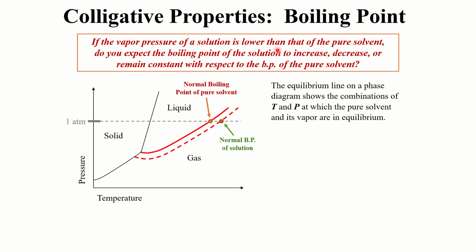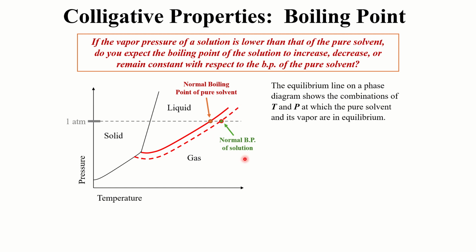Remember, a couple slides ago, we discussed how vapor pressure decreases, boiling point increases. We can see that here with this graph. Here we're looking at a phase diagram. This solid red line represents the phase boundary between the liquid and the gas for the pure solvent. And we just saw how vapor pressure decreases when you add solute into the mix. So this graph is going to slide slightly to the right.